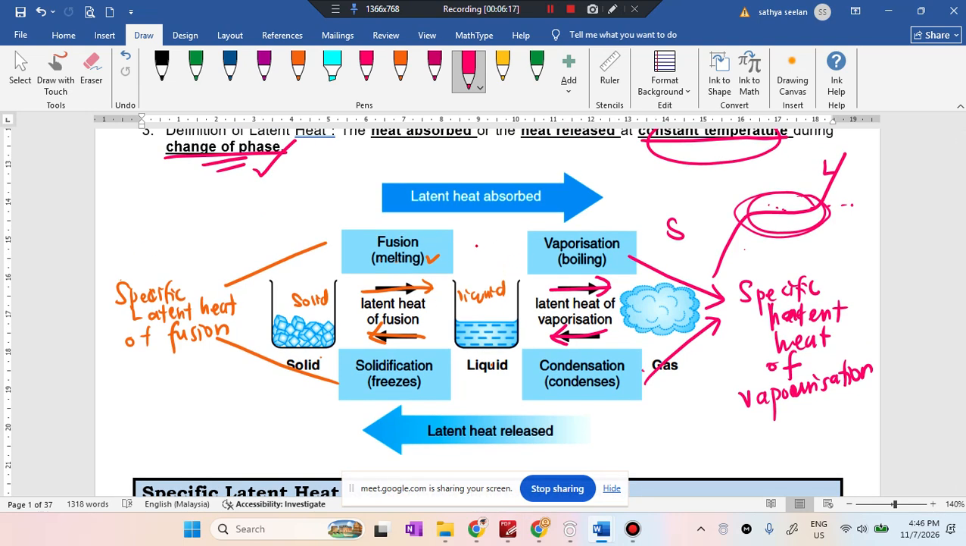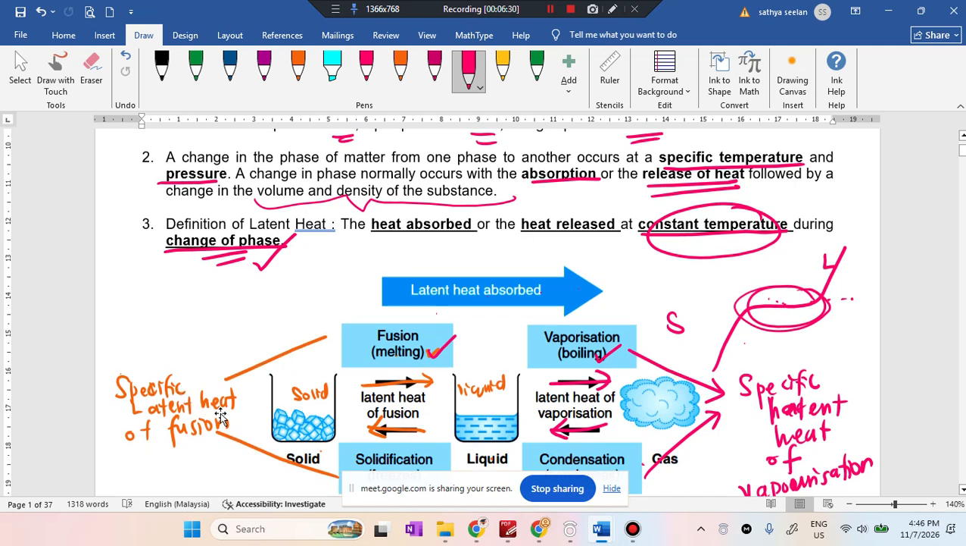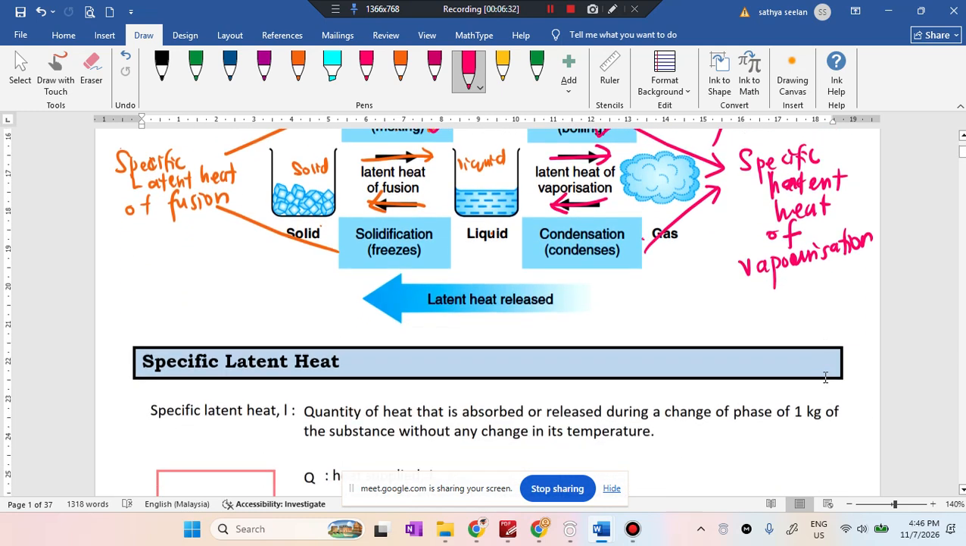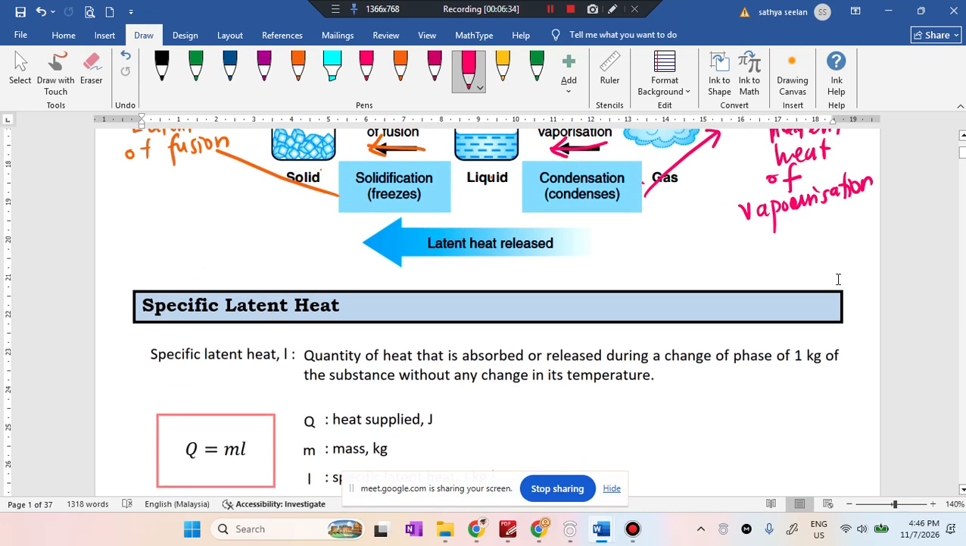In the diagram you see for melting and boiling, latent heat is absorbed, but for condensation and freezing, latent heat is released. Heat release, heat absorb, you know, right? So we only want to learn these two things: specific latent heat of fusion and specific latent heat of vaporization. Both are simple.